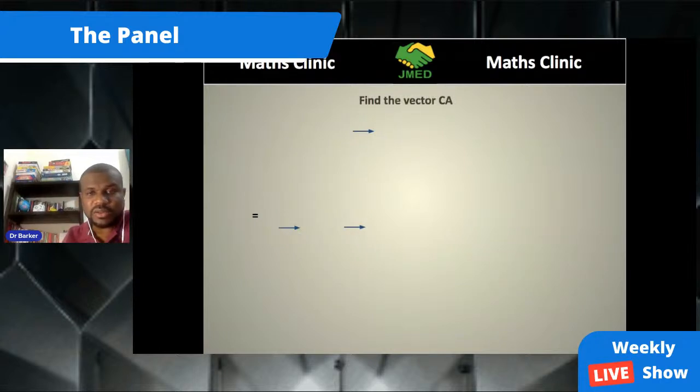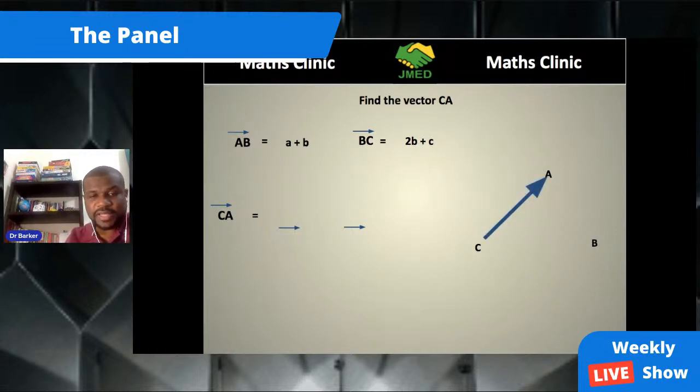All right, so let's have a look at another one. Find the vector CA. We have some information, a little bit more algebra involved. AB is given as the vector A plus B. BC is given as the vector 2B plus C. We're asked to find CA. You maybe will know what the answer is, but we have 3 points in space. One of them is C, one is B, one is A. We want to find CA, so we have to go from C to B and B to A. All right?